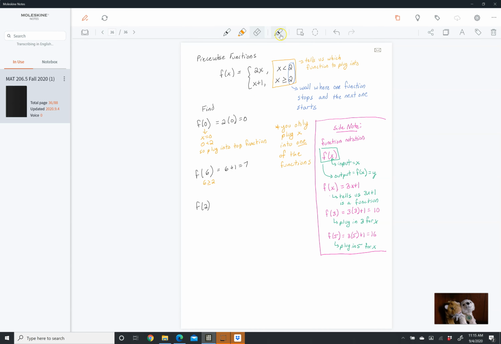So 2 is greater than or equal to 2. It's not less than 2. So that tells us plug into the second function. So we have 2 plus 1 is 3. So f of 2 is equal to 3, which means we have points here, okay?